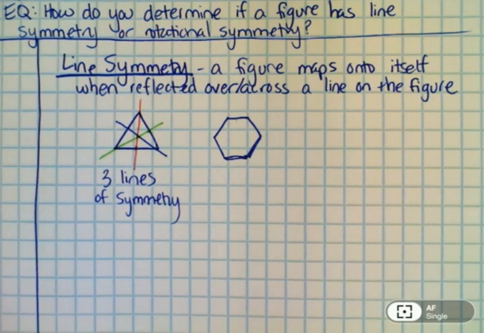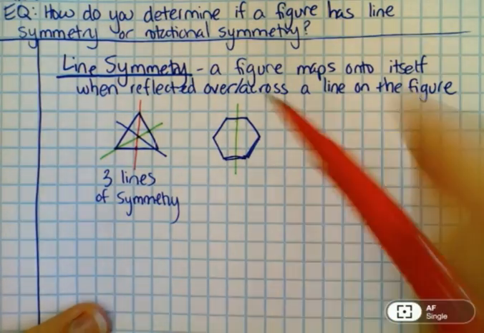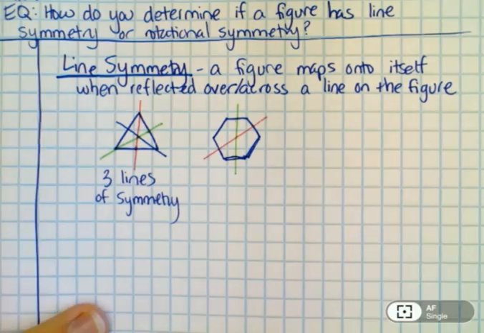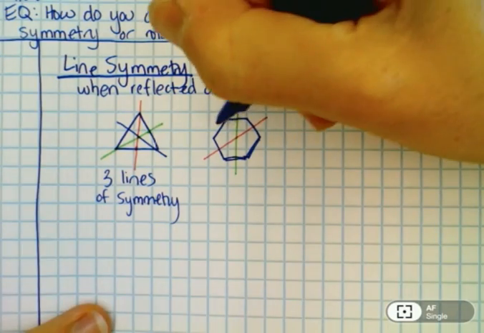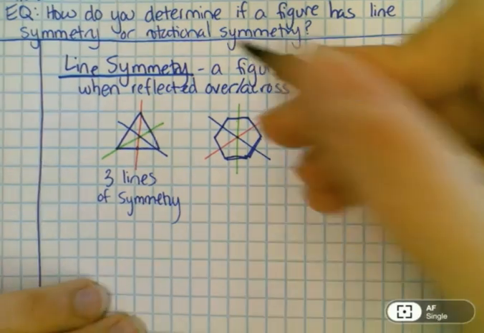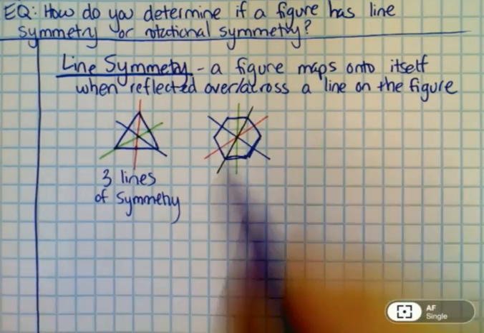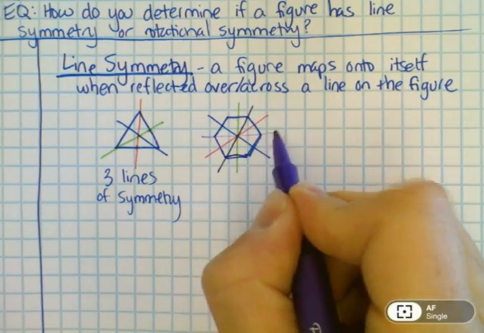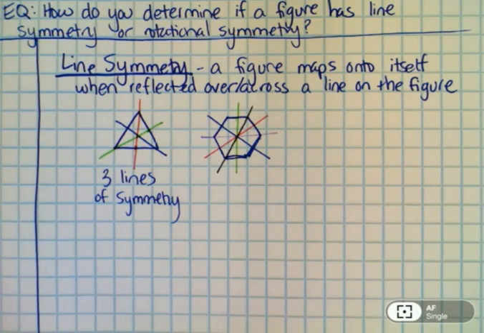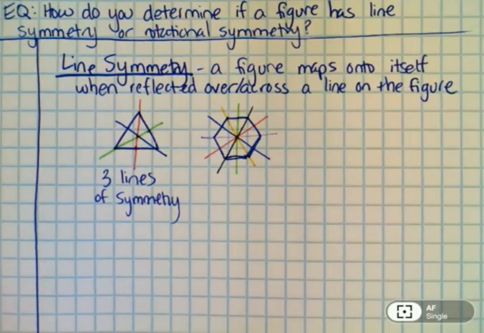We can connect 1, 2, and 3 like that, and that's going from midpoint to midpoint. But then we can also go vertex to vertex. So that's 4, 5. I do have 6 colors. 6. So that guy has 6 lines of symmetry.